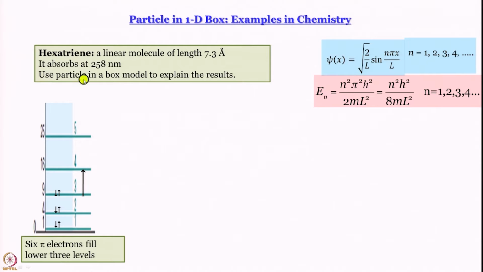Hexatriene absorbs 258 nanometer if you look at the absorption spectrum. What we are going to do is we will use particle in a box model to explain the result. To do that, we will consider that the pi electrons, well, when we talk about 1 pi electron in hexatriene, we consider that it acts as a particle in a box.